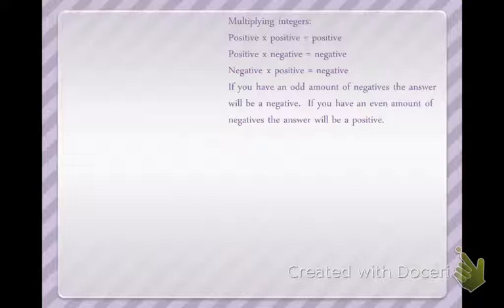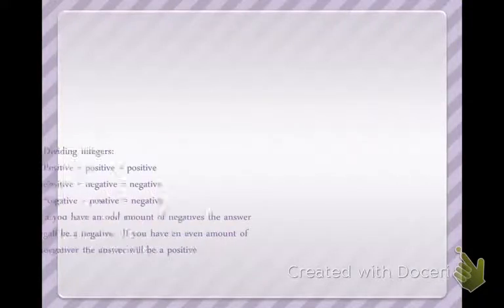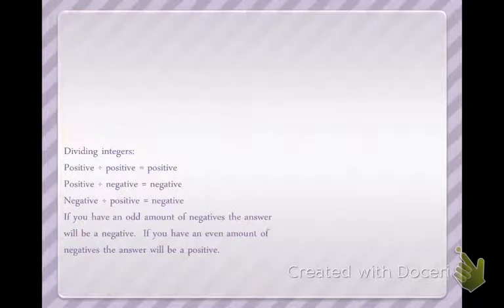Multiplying integers: a positive times a positive is a positive. A positive times a negative is a negative. A negative times a positive is a negative. And a negative times a negative is a positive, okay? All right. Then you have dividing. Same concepts. A positive divided by a positive is a positive. A positive divided by a negative is a negative. A negative divided by a positive is a negative. And a negative divided by a negative is a positive. Sorry I didn't write those down, but you get the concept.